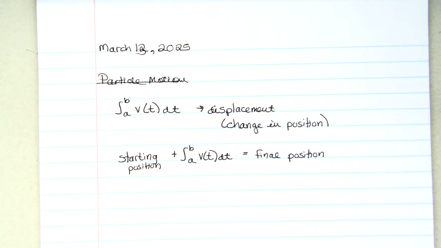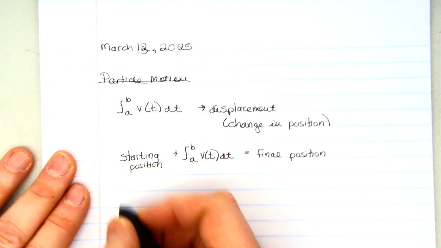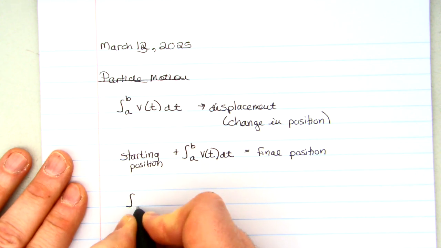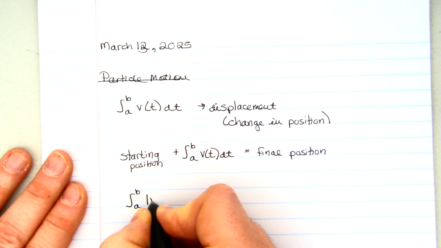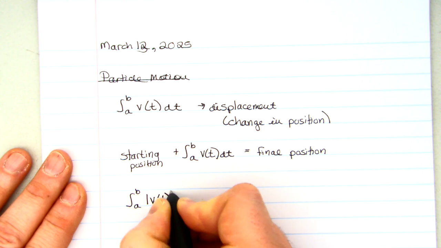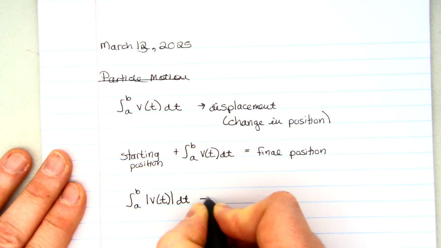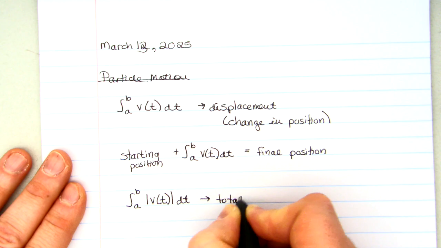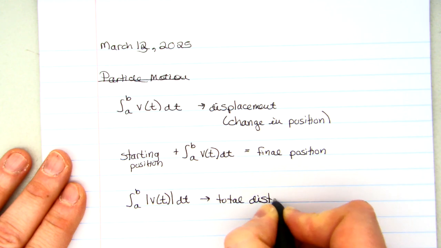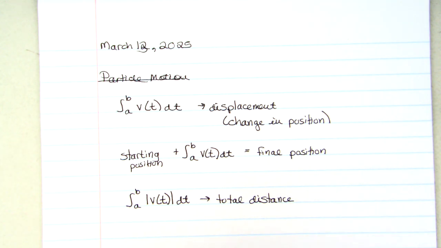Well, to talk about that, aren't we ignoring the direction I'm traveling? Yes. The direction when we're dealing with velocity is your sign, your positive or negative. What mathematically says ignore the sign? Absolute value. If I integrate from A to B the absolute value of my velocity, that's going to give me the total distance traveled. I don't care what direction I'm moving in. It's all adding on to your distance.